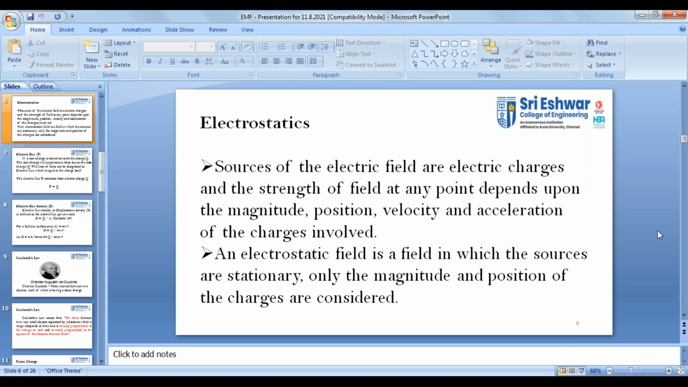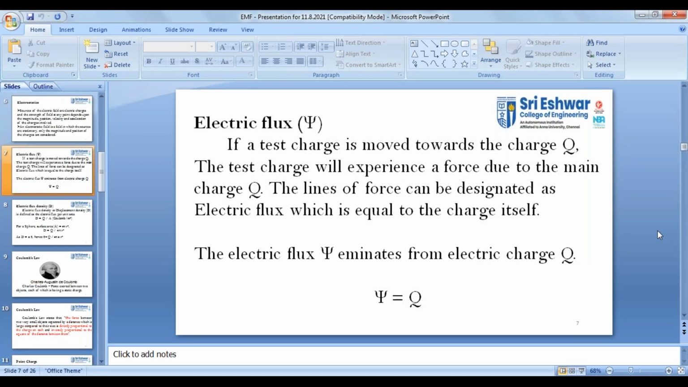Electrostatic field is a field in which the sources are stationary, and only the magnitude and position of the charges will be considered, because that position and magnitude are what is used in Coulomb's law. If you recall the statement of Coulomb's law, you can understand. We will see it in the future slides. Next, in these five or six slides, I will first cover the basic terminologies available here. We started with what is electrostatics, then what is meant by electrostatic field.